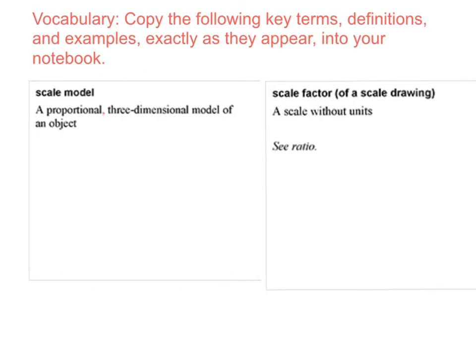Here are some other key terms, definitions, and examples that you need to copy into your notebook. A scale model is a proportional, three-dimensional model of an object. A scale factor of a scale drawing is a scale without units. The reason it says see ratio is because it often appears as a ratio, such as 1 to 3.